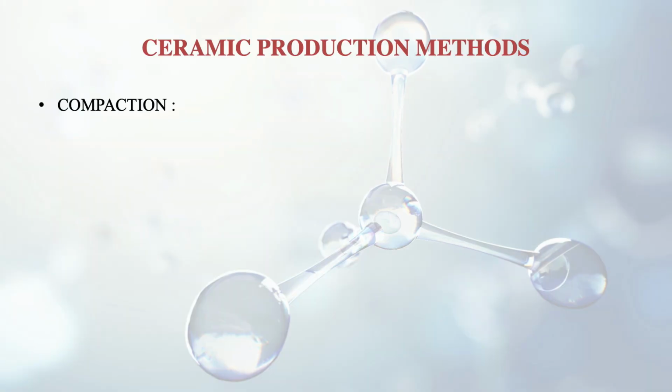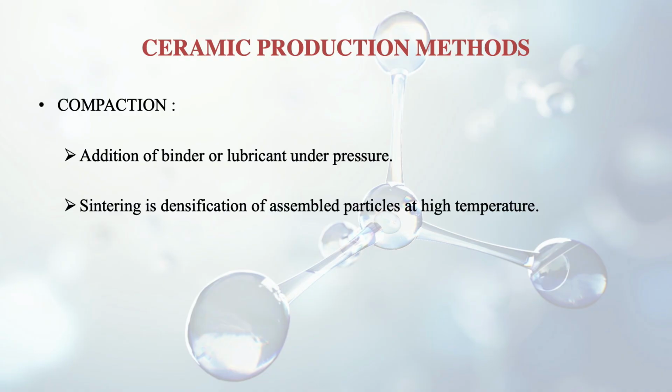After discussing the production of glass and its applications, we shall now discuss the ceramic production methods. So the very first method used for ceramic production is compaction. And here what we do is add a binder or lubricant under pressure to the ceramic. And then sintering is done. Sintering is a kind of densification of assembled particles at high temperatures, meaning we are bringing all the particles together by compressing them with each other.